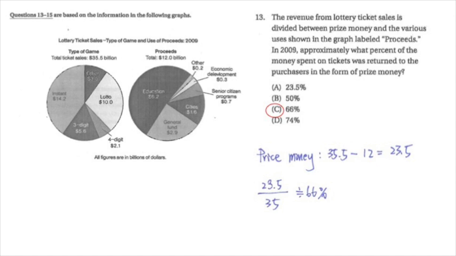Question 13. With the given graph, we're asked approximately what percent of the money spent on tickets was turned to the purchases in the form of prize money. So first you need to find out the amount of prize money, which is the difference between the total ticket sales and the proceeds. That will be 35.5 minus 12 equals 23.5. So we want to find the percentage of 23.5 over 35, which is roughly around 66%.